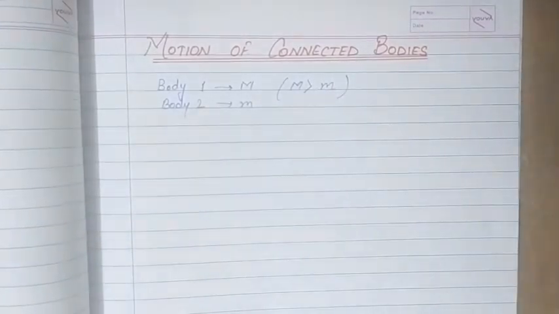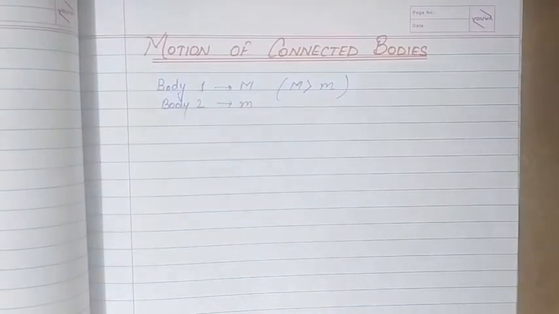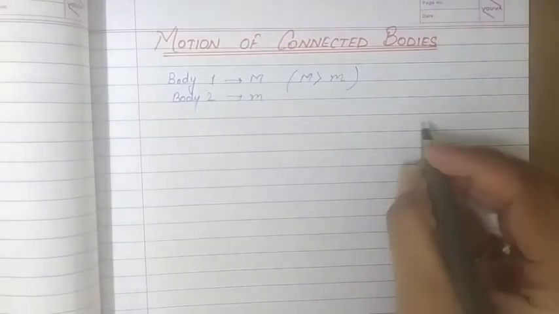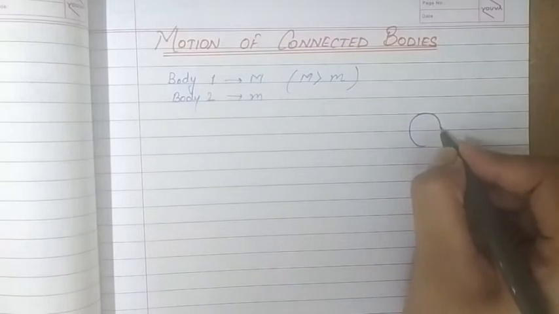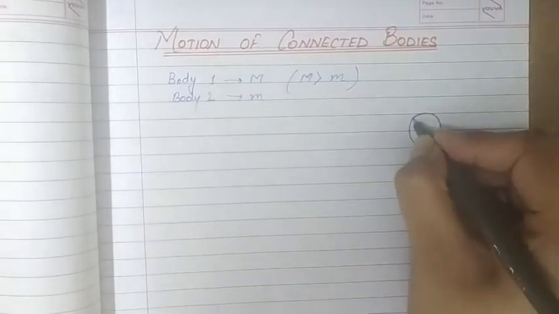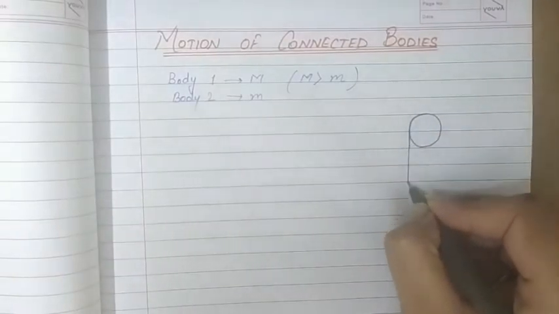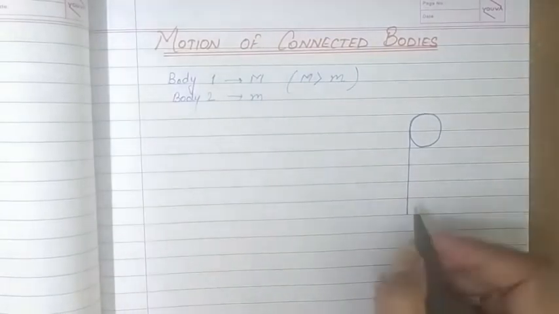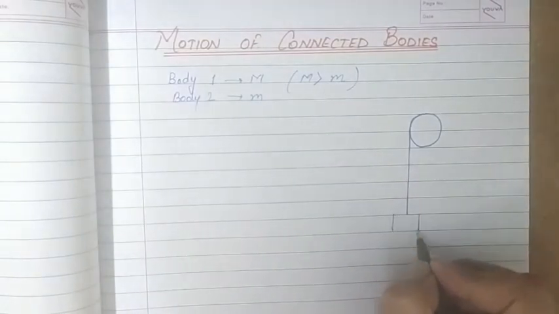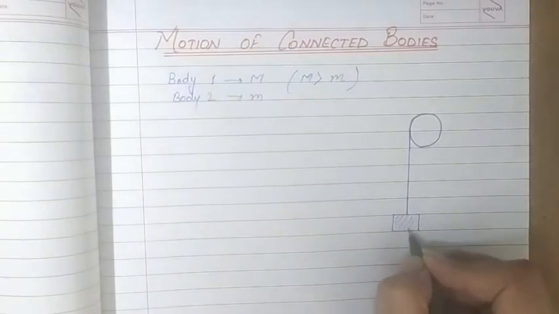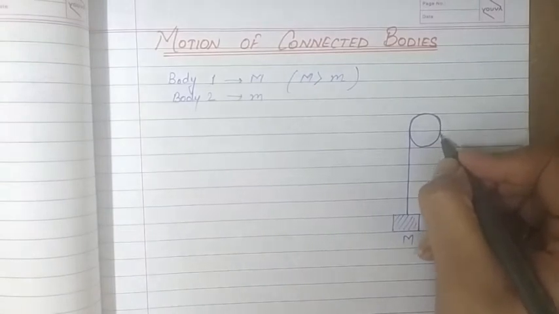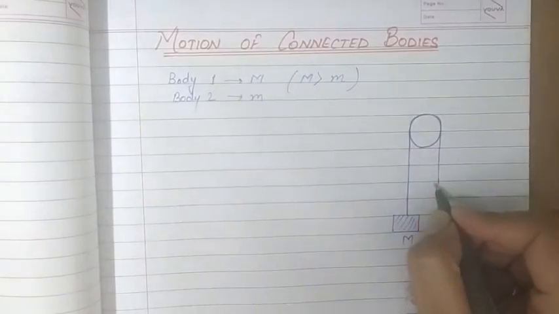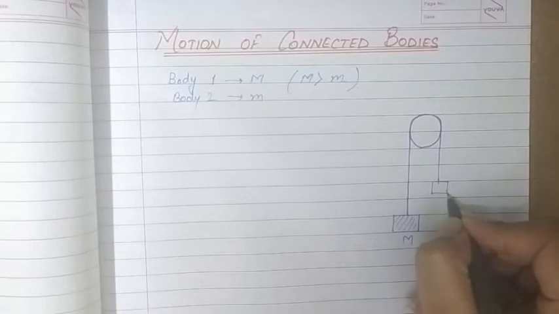So my heavier object has mass capital M and the lighter one has mass small m, and these objects are connected to each other by using a string and a pulley. So here I am drawing the diagram for the system: this is the mass capital M, and by this string and a pulley it is connected to the second mass, small m, which is the lighter one.